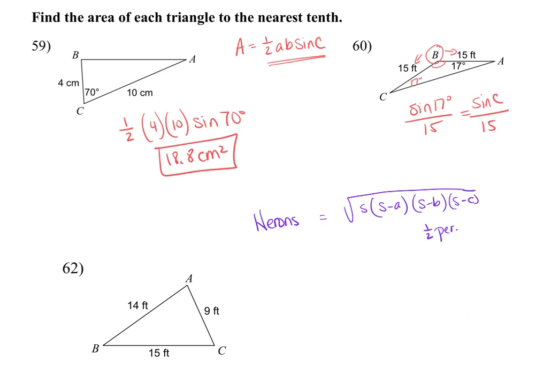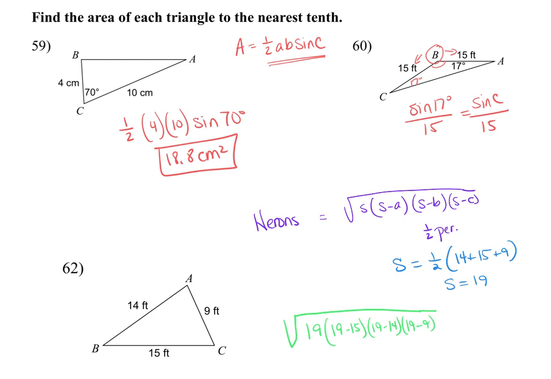So if I'm going to find my semi-perimeter here, I'm going to say half of my actual perimeter. So half of 14 plus 15 plus 9. So my semi-perimeter here is 19, and then I just plug it in. My area is going to be the square root of 19 times 19 minus my first side, 19 minus my second side, 19 minus my third side. And you're just going to plug that in and round it. And so you should get an area of approximately 61.6 square feet.